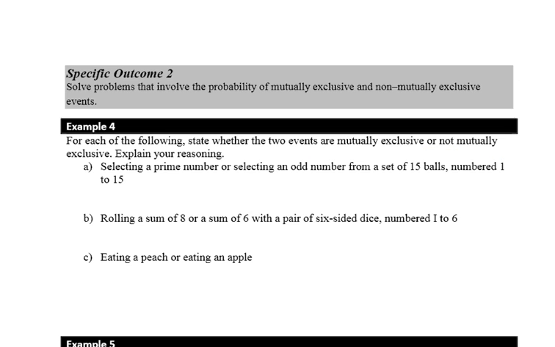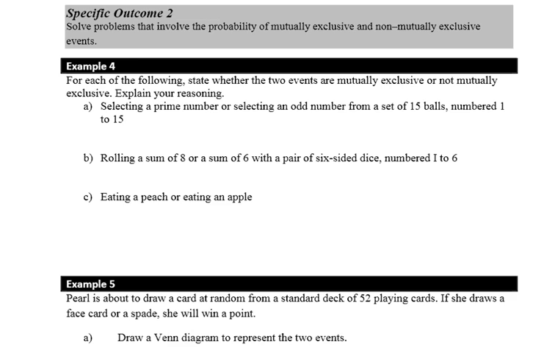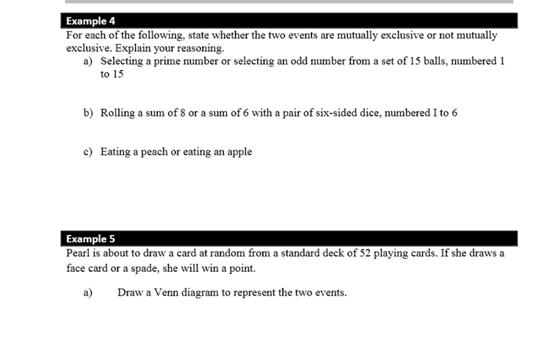Solve problems that involve the probability of mutually exclusive and non-mutually exclusive events. For each of the following, state whether the two events are mutually exclusive or not mutually exclusive. Selecting a prime number or selecting an odd number from a set of 15 balls, numbered 1 to 15. Are these mutually exclusive or not mutually exclusive? Does everyone remember what mutually exclusive is?